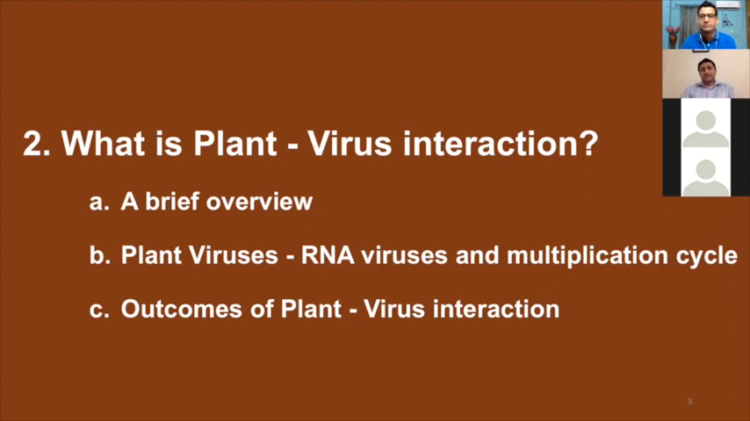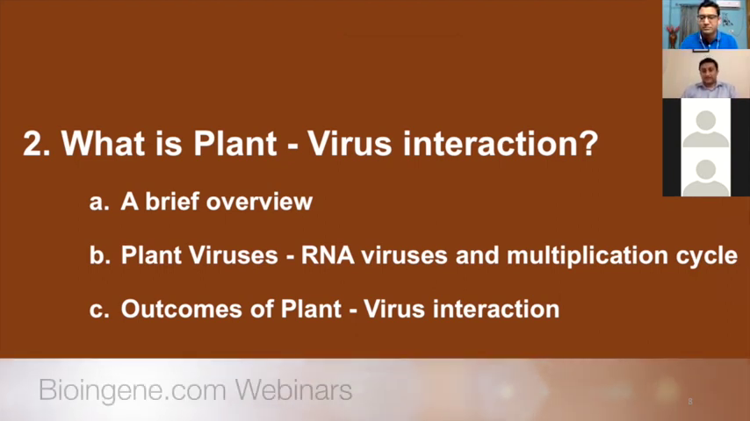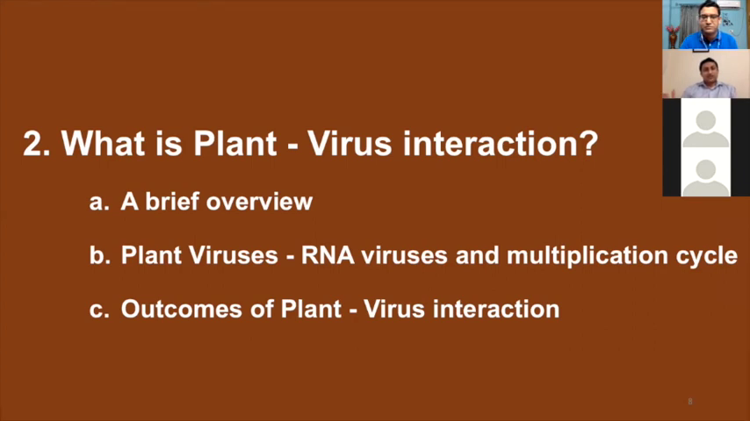Moving forward, let us talk about what plant-virus interaction is. In this section, I have divided it into three subtopics. At first, I will talk about the overview of plant-virus interaction. Then I will talk about one of the important components of plant-virus interaction, that is, plant viruses. I will focus my talk on RNA viruses and their multiplication cycle. Finally, I will talk about the outcomes of plant-virus interaction.